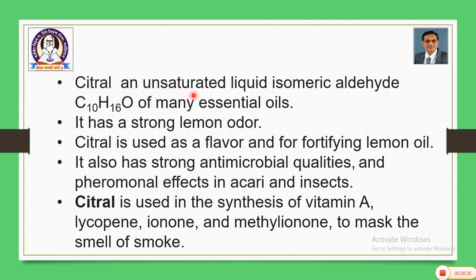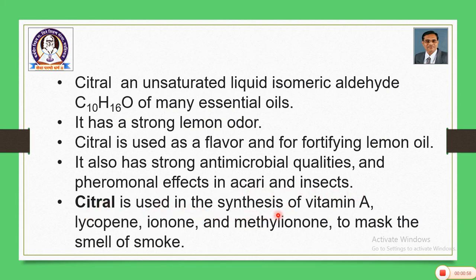Citral is an unsaturated liquid. It is an isomeric aldehyde and it has a formula C10H16O and it is a constituent of various essential oils. It has a strong lemon odor. Citral is used as a flavor and for fortifying lemon oil. It also has a strong antimicrobial activity and pheromonal effect in acarian insects.